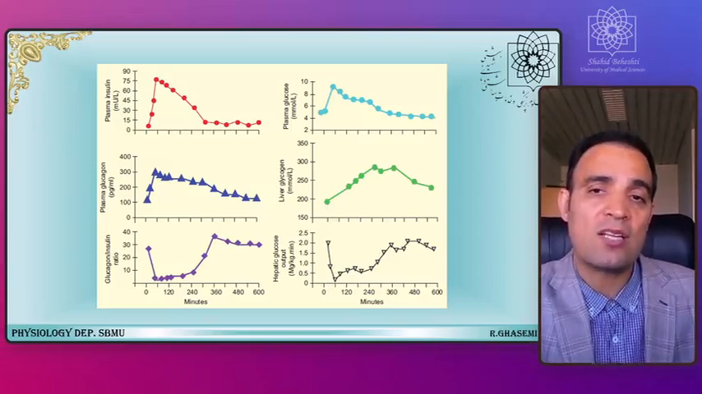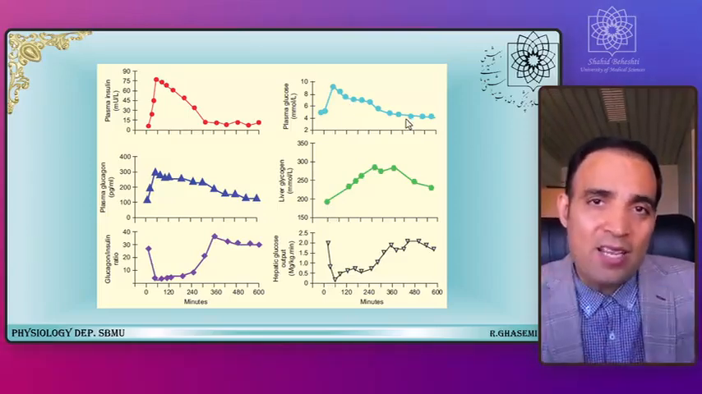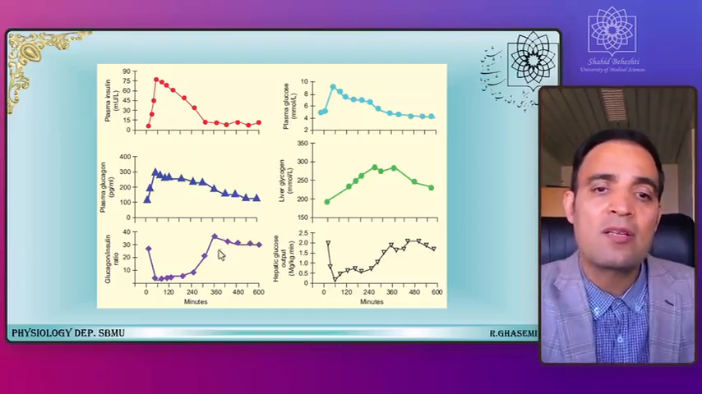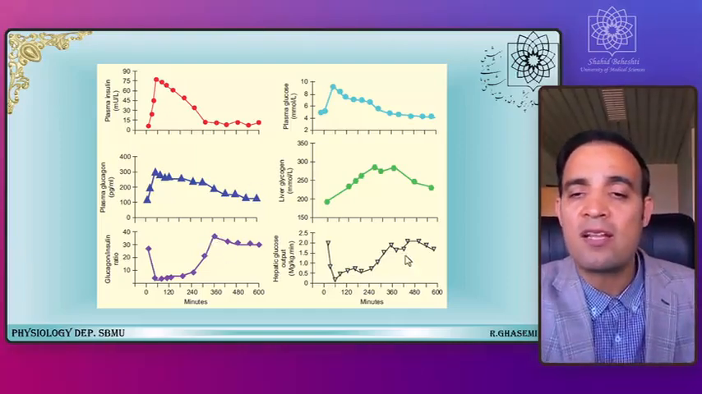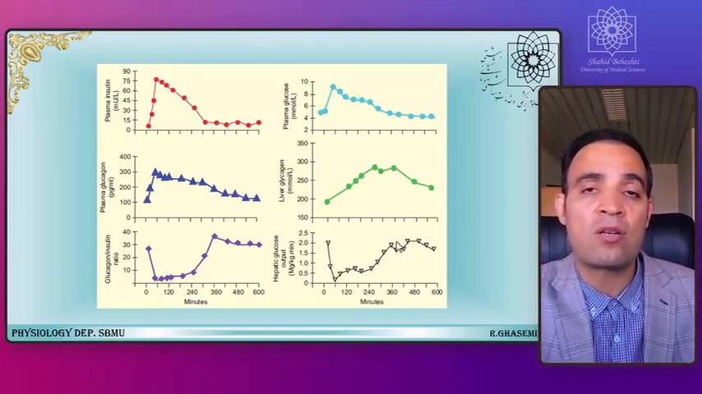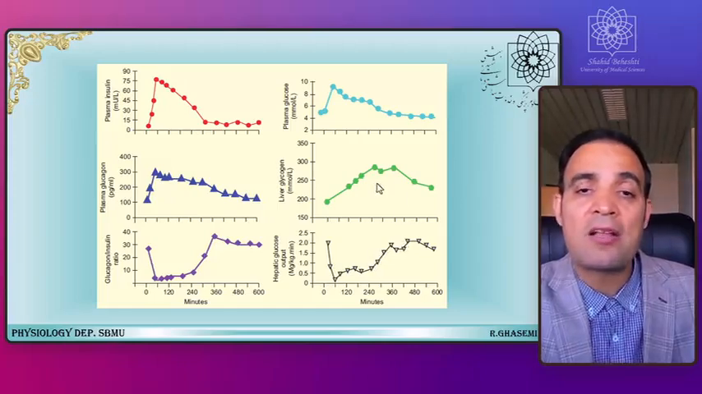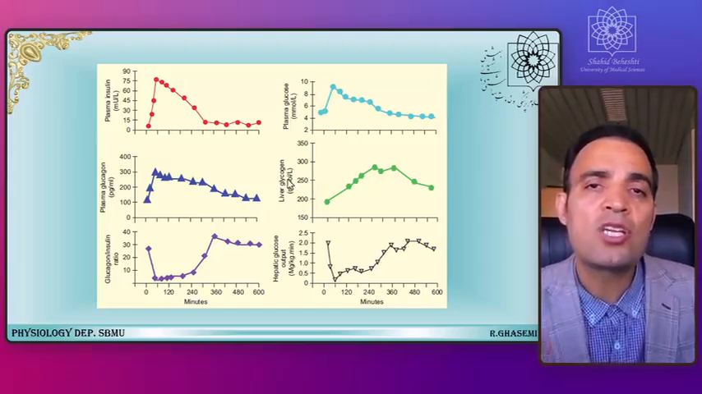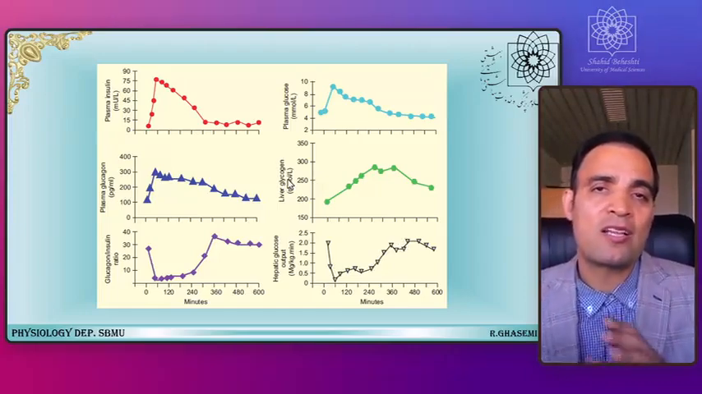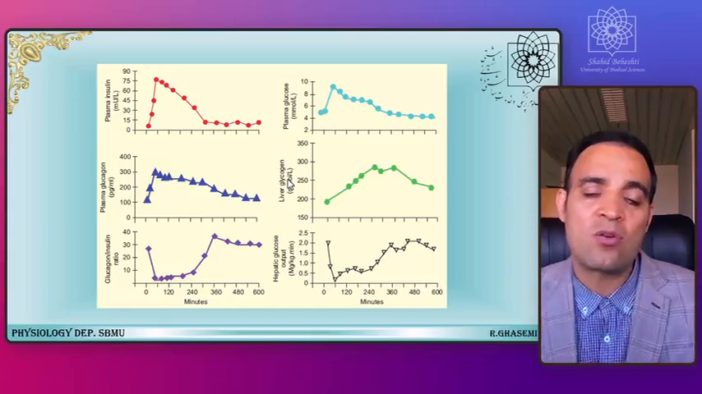But over time, the glucose concentration is decreasing, and we want to maintain the glucose. This time, this high glucagon level stimulates the hepatic release of glucose, and the hepatic release of glucose is increasing. And on the other hand, liver glycogen content is decreasing. Therefore, it shows that these glycogens are being released as glucose in the blood.